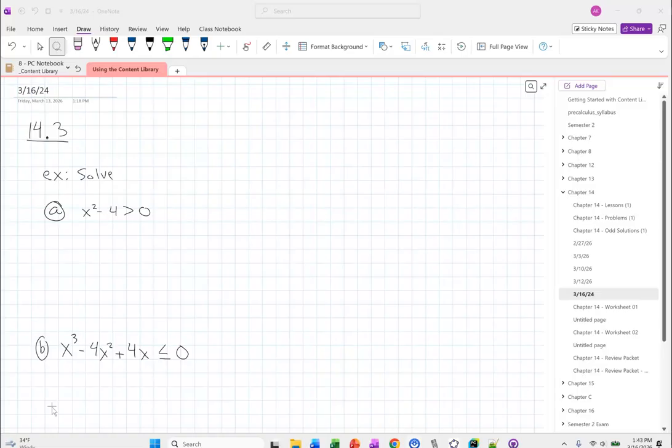So to correctly find these intervals, we're going to be building something called a sign diagram, S-I-G-N, like a stop sign or a plus minus sign. That's really the kind of sign we're talking about. To build a sign diagram, we're going to need to find where the equation is equal to 0 and where the equation becomes undefined. So those are the two things we need to start.